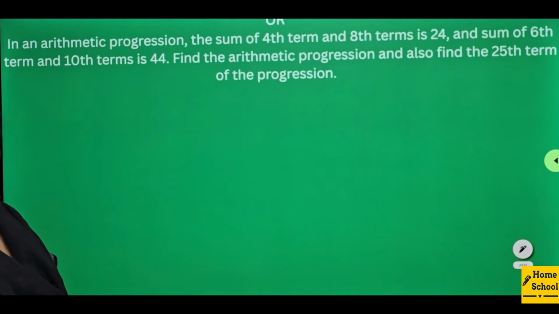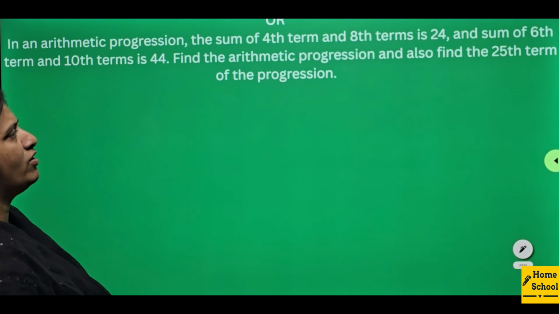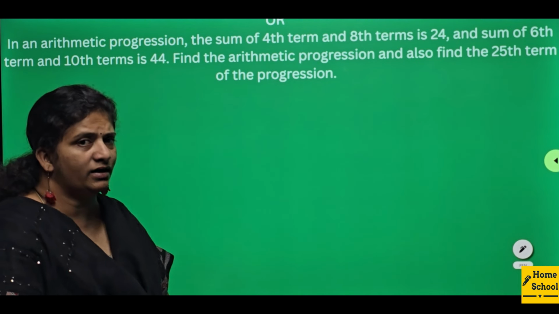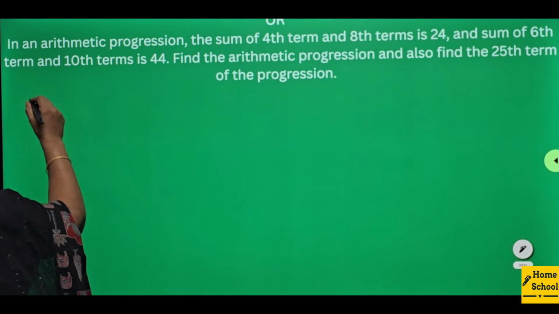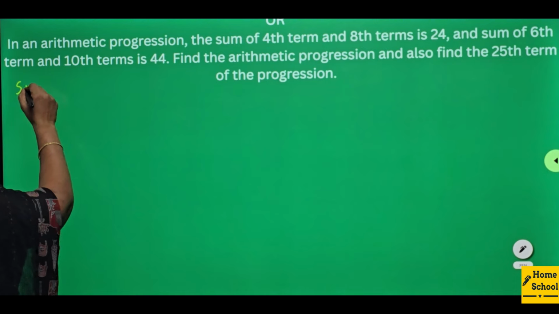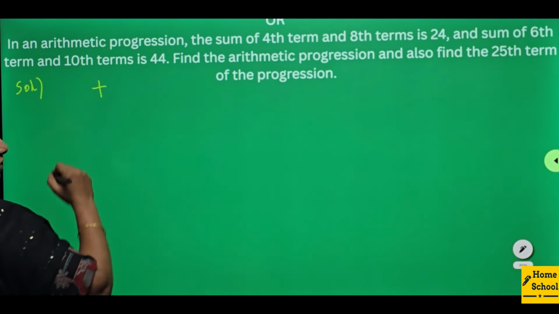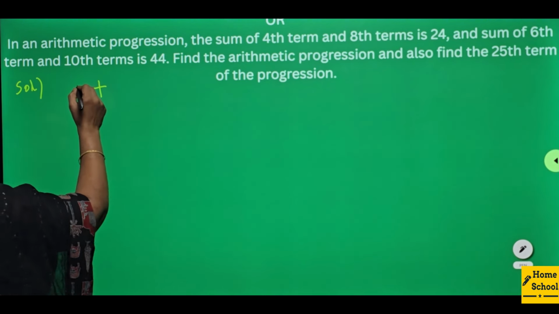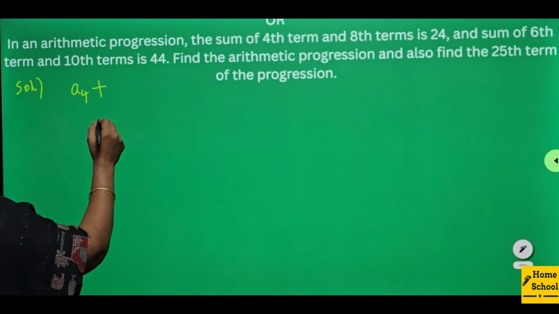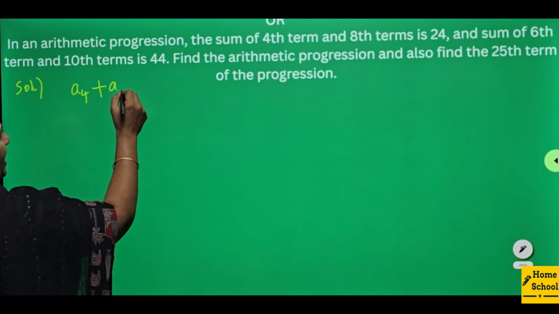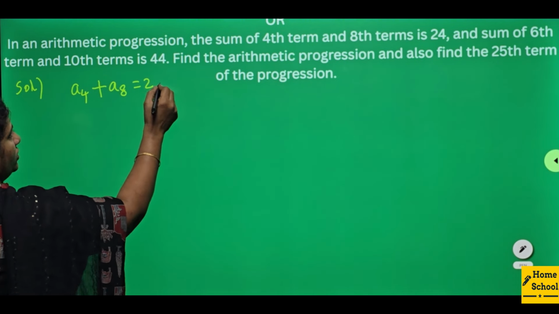In this, we have one more question. In an arithmetic progression, the sum of the 4th term and 8th term is 24. Let me write that. Sum of means plus. 4th term A4, 8th term A8 is equal to 24.